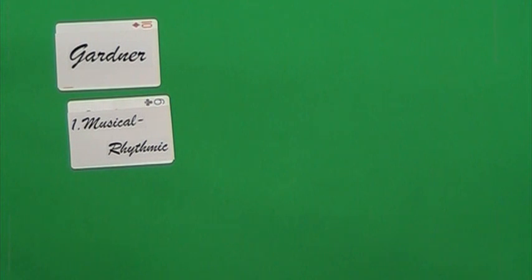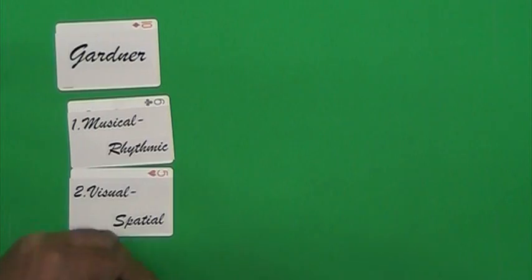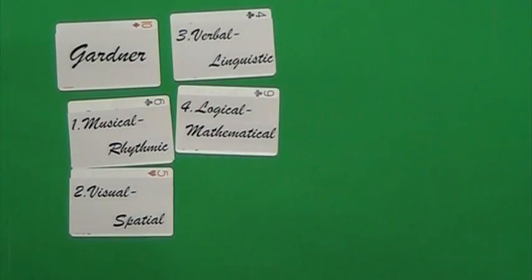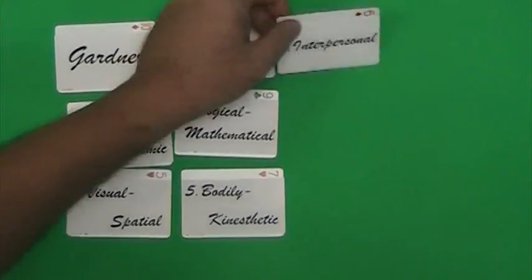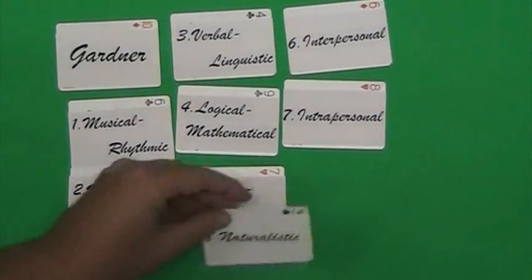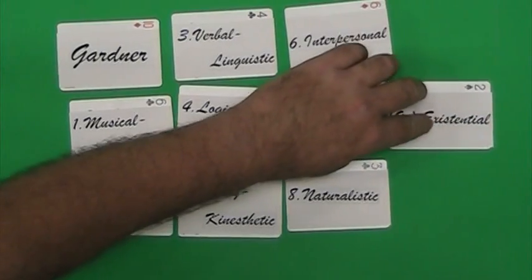Musical rhythmic, visual spatial, verbal linguistic, logical mathematical, bodily kinesthetic, interpersonal, intrapersonal, and naturalistic. He later suggested that existential and moral intelligence may be worthy of inclusion.